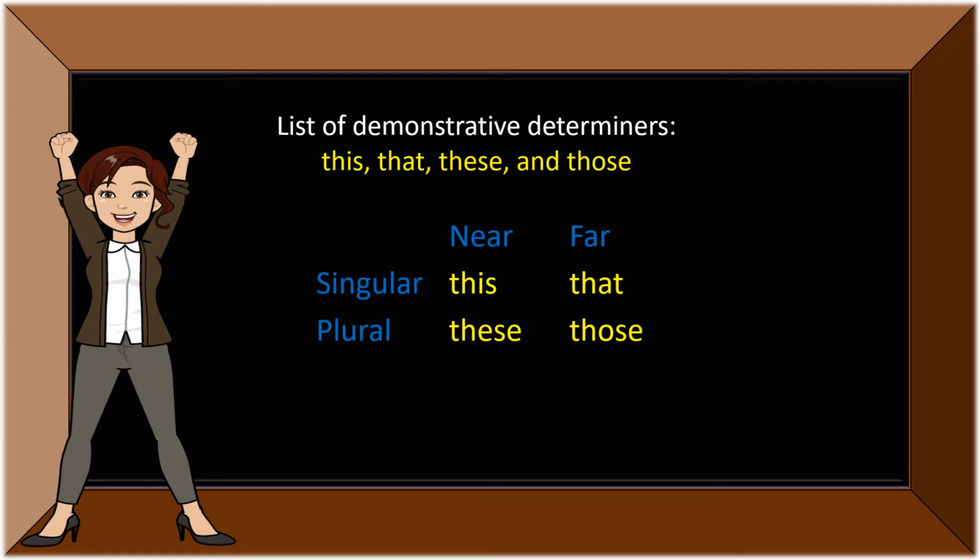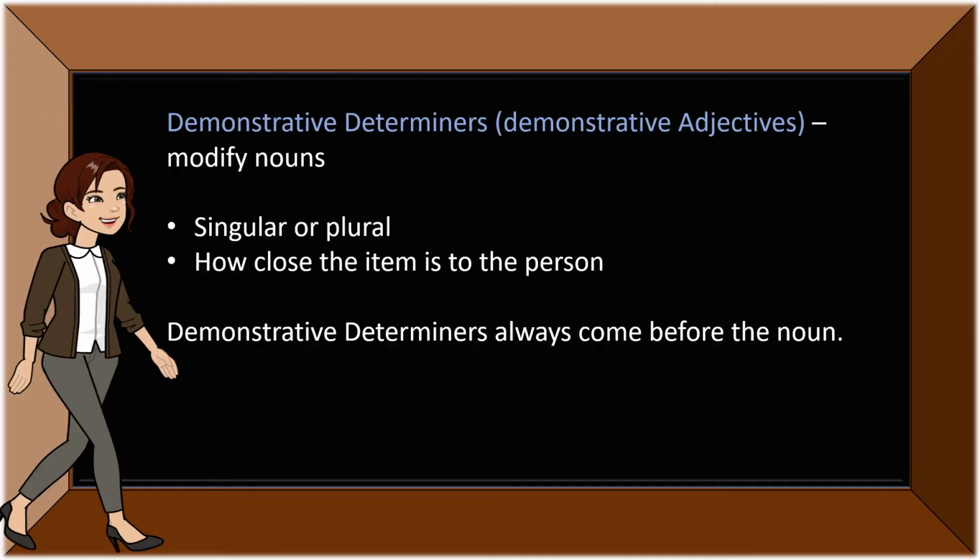List of demonstrative determiners: this, that, these, and those. This and that are singular. This is near to you, and that is far from you. Plural: these and those. These is near to you, and those is far from you. Demonstrative determiners, also known as demonstrative adjectives, modify nouns. And they're going to tell you if they're singular or plural items you're referencing, and how far the item is to the person. Demonstrative determiners always come before the noun.